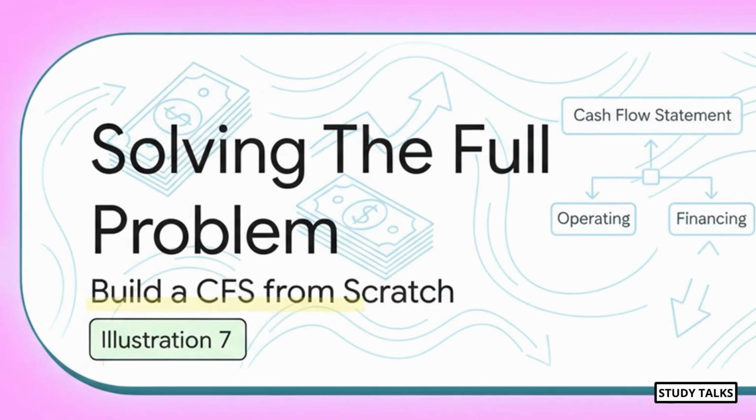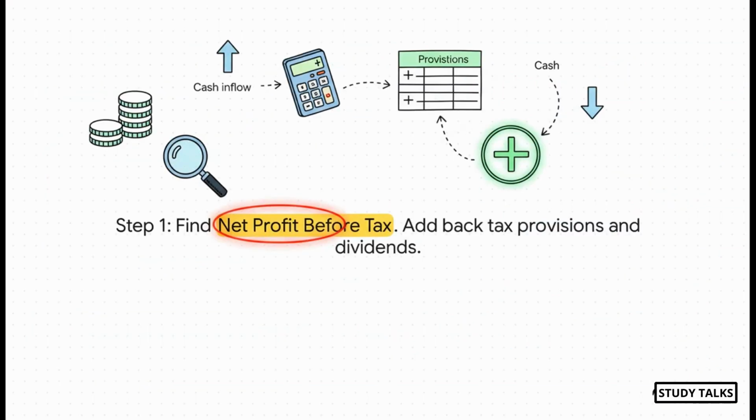All right, deep breath. This is where it all comes together. In Section 4, we are going to build a complete cash flow statement from scratch using our old friend Illustration 7. So when you're using the indirect method, where do you even begin? The absolute first step, the non-negotiable starting point, is calculating the net profit before tax and extraordinary items.